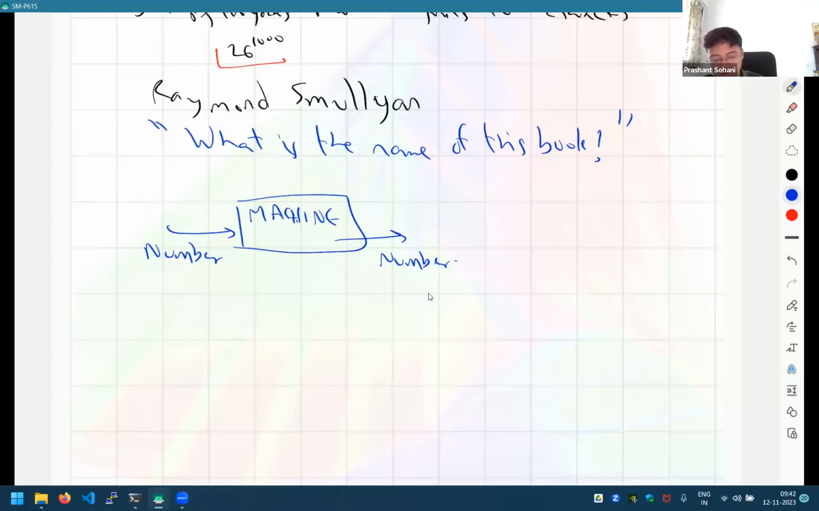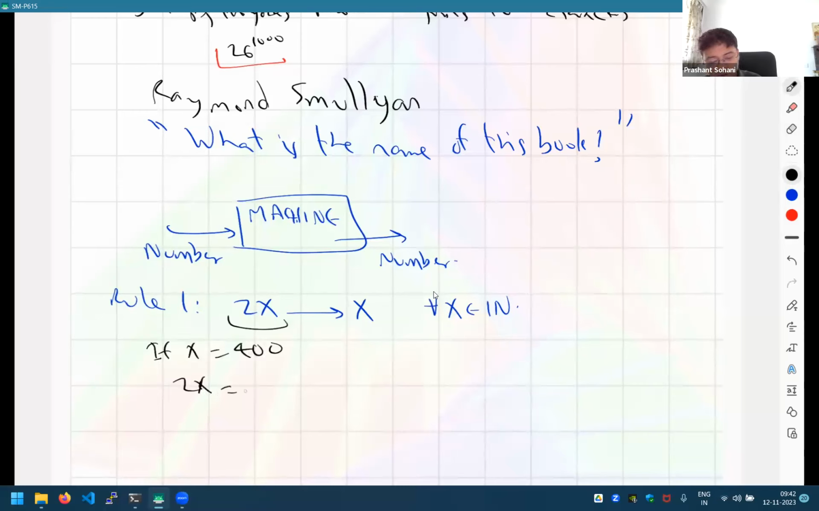And there are some rules for what kind of numbers it will accept and what output it will generate. So for example, let us say there is a rule 1. Rule 1 says that 2x generates x, for all x. One clarification: this does not work as a mathematical operation. It does not add, subtract, or multiply. It only joins strings. So 2x does not mean 2 times x. It is simply the digit 2 followed by x. So if x is 400, 2x is not 800, 2x is simply 2400. So as per rule number 1, if you put 2400 inside the machine, you will get 400 out.